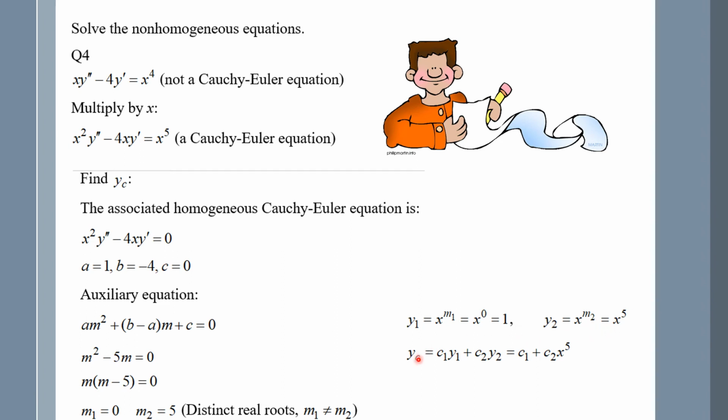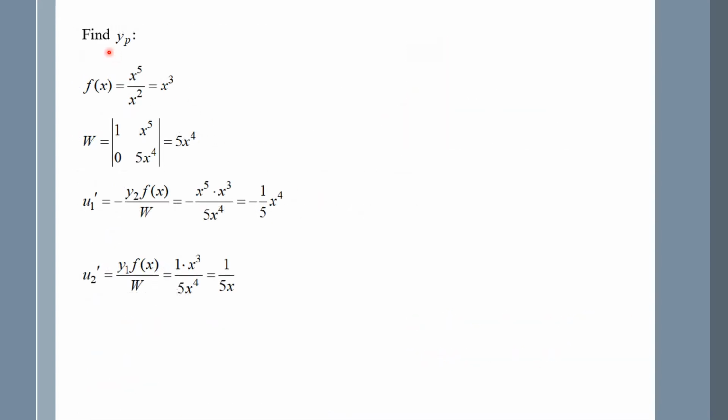So let us form the complementary function yc. yc is c1y1 plus c2y2. So c1 multiplied by y1, y1 is 1, plus c2 multiplied by y2, y2 is x to the power of 5. So this is the form of the complementary function. The next step is to find the particular solution yp for the non-homogeneous Cauchy-Euler equation. And to find yp, we have already discussed that the method used is the method of variation of parameters. I've already taught you how to use the method of variation of parameters in chapter 4.4 part 3.